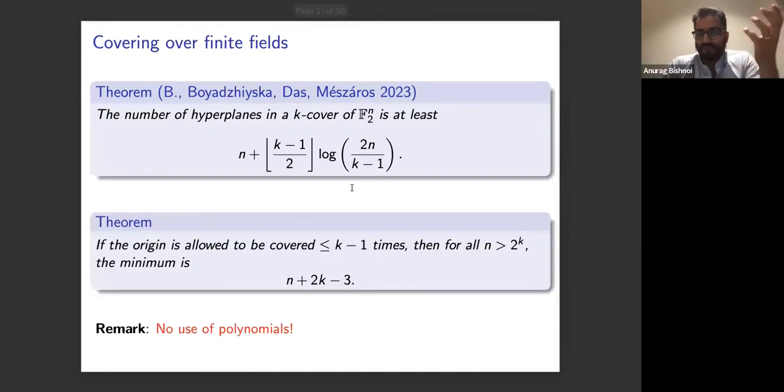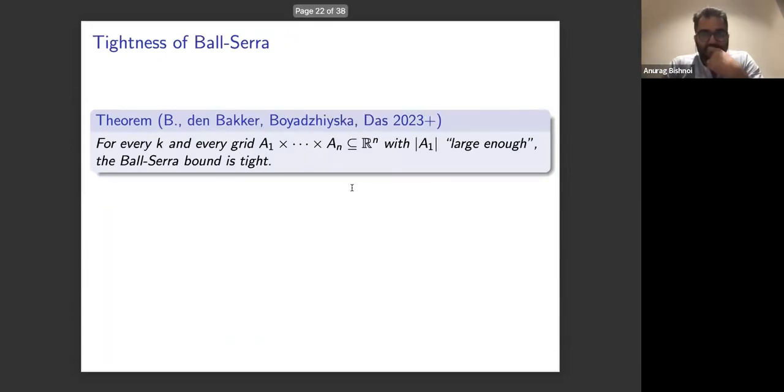So how good is this bound? Can we actually improve it in general? Perhaps there is a more clever polynomial method argument that can improve the bound. In our recent work, we show that's not the case. We show that for every k, and every grid where one of the sides of the grid is large enough, and I will describe what large enough is, the Ball-Serra bound is indeed tight.